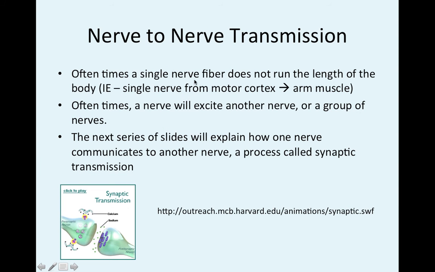Okay, so we're going to focus right on this, nerve-to-nerve transmission. So oftentimes a single nerve fiber does not run the length of the body, i.e. a single nerve from your brain all the way to your arm muscle. Oftentimes one nerve will excite another nerve, or a group of nerves. Okay, so this next series of slides will explain how one nerve communicates to another nerve, a process called synaptic transmission.